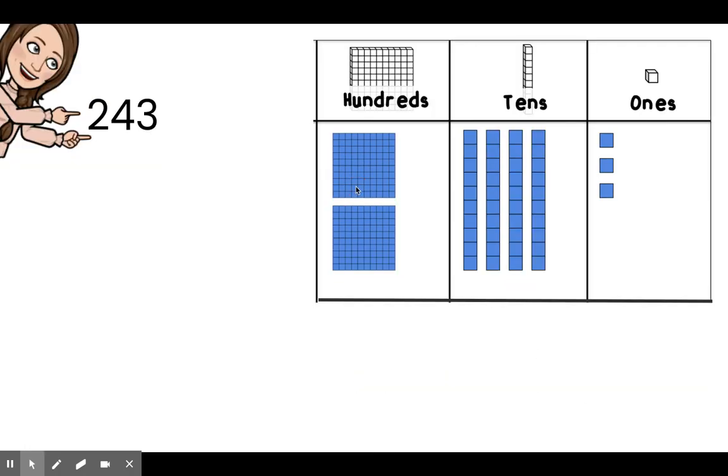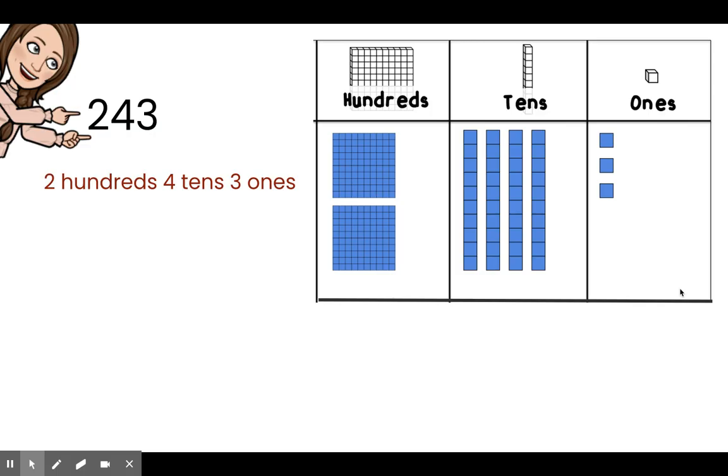Now, here's the number 243. Can you read me this number in unit form? You should have said 2 hundreds, 4 tens, 3 ones. That's how we represent 243 in unit form. We're telling what each of the numbers are worth, or their units. 2 hundreds, 4 tens, 3 ones. I also have 243 represented on this place value chart.